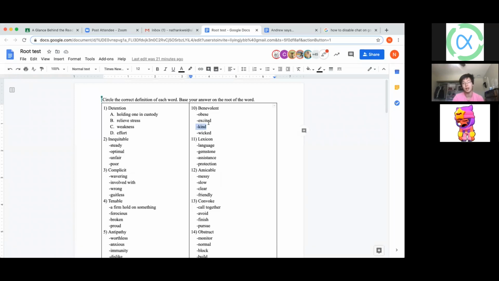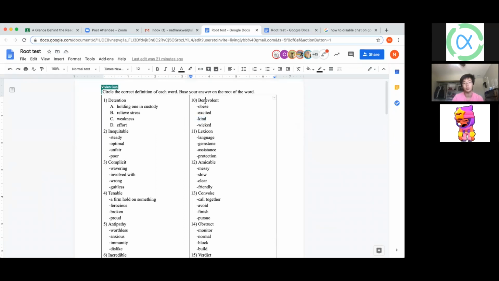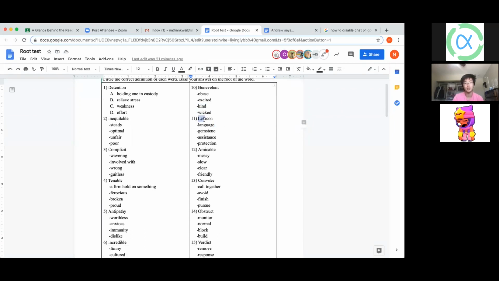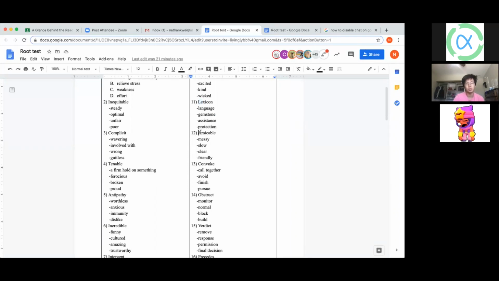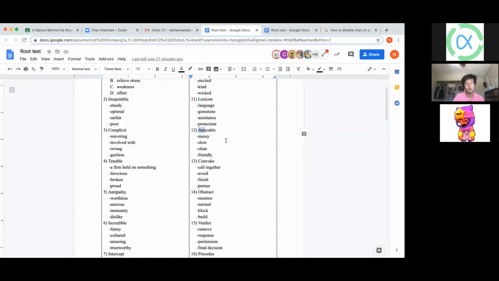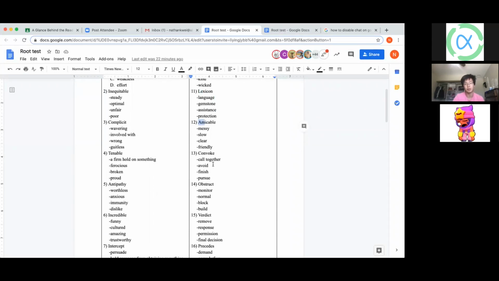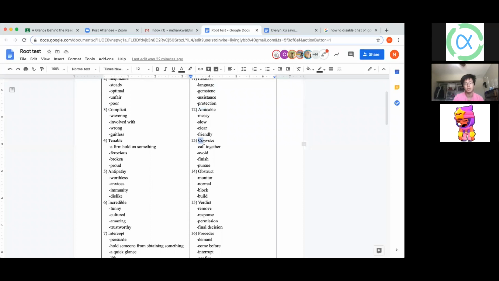And here, excited, I would understand why you choose that, but it's not the best answer, especially just knowing the word benevolent. Again, don't worry if you get the answer wrong, it's going to happen. Lexicon. Lex is related to saying or speech, so language would be the best choice here. Amicable. Am is love, so the answer closest here would be friendly. Con would be together again, so call together.